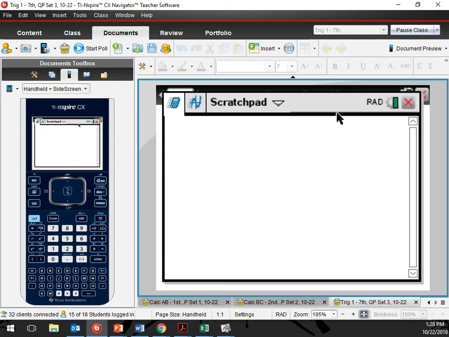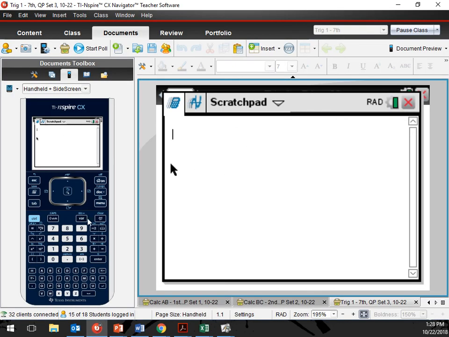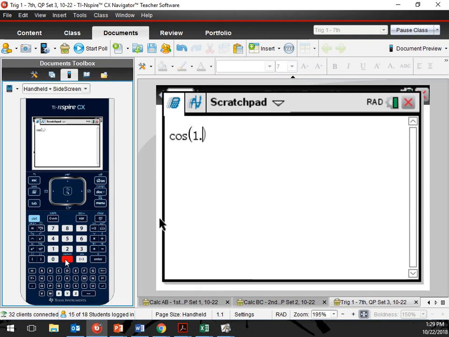All right, so I'm going to go to the lesson now. It says, find a calculator approximation for each circular function value. So that means that we're just plugging this into my calculator. It says cosine of 1.85. Calculator, I'm in my regular scratch pad. Here's the trig button. We're supposed to be on radian. 1.85. Enter.